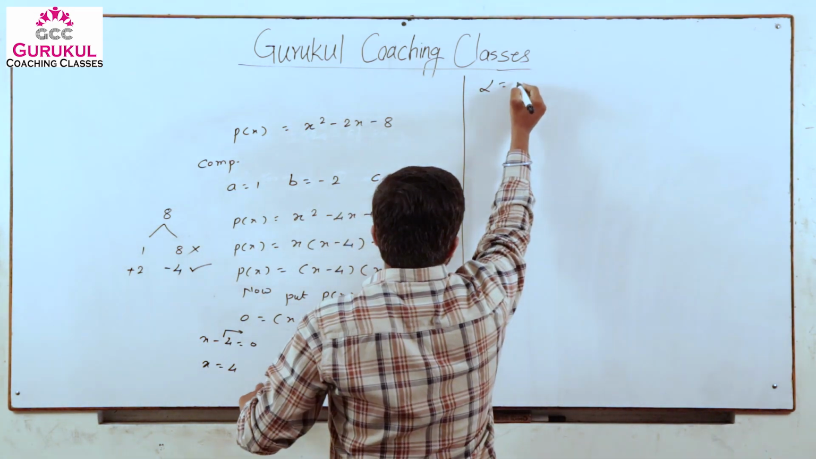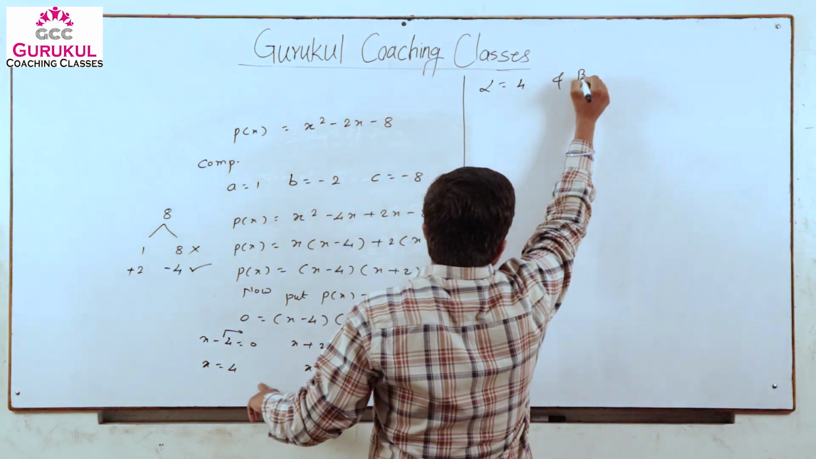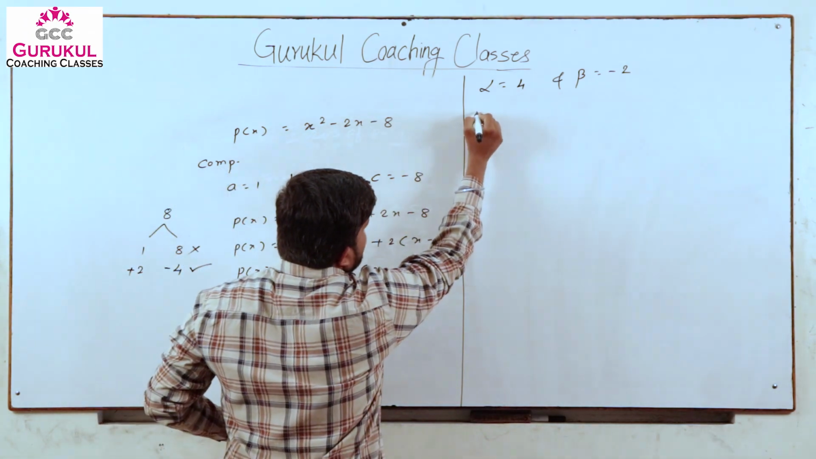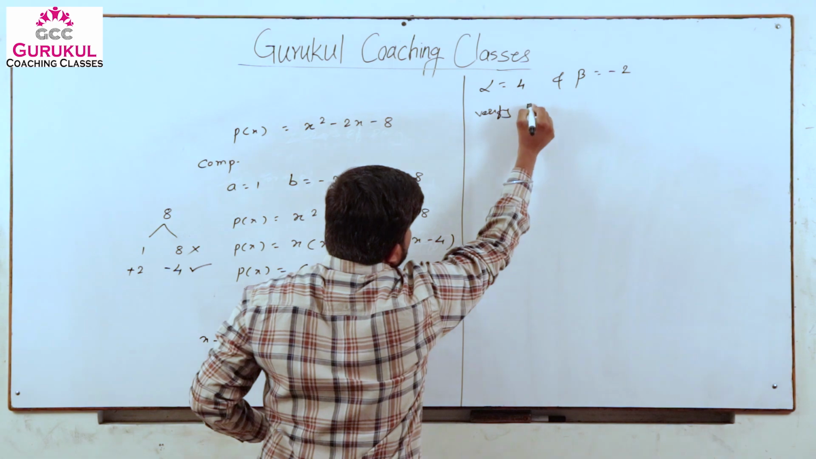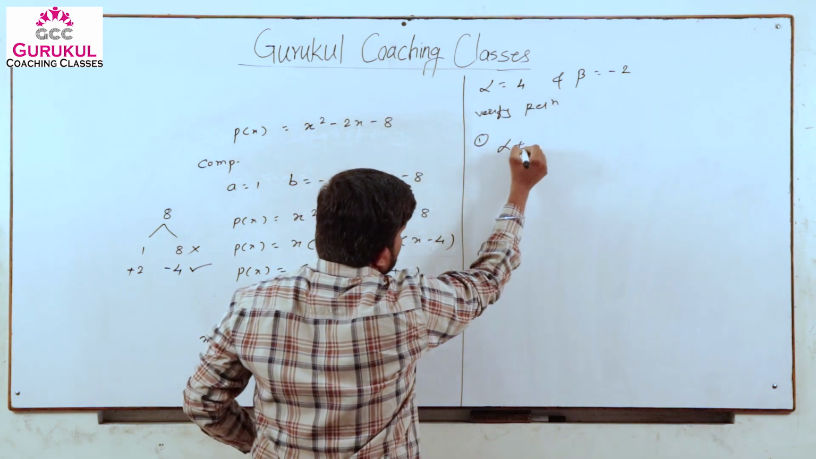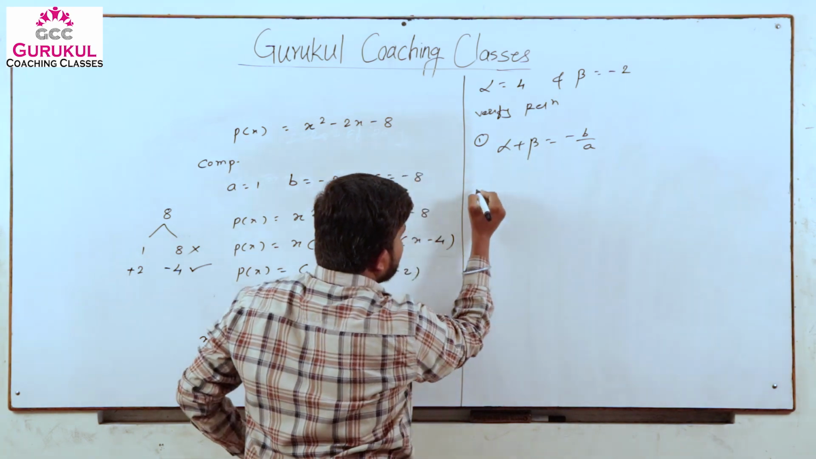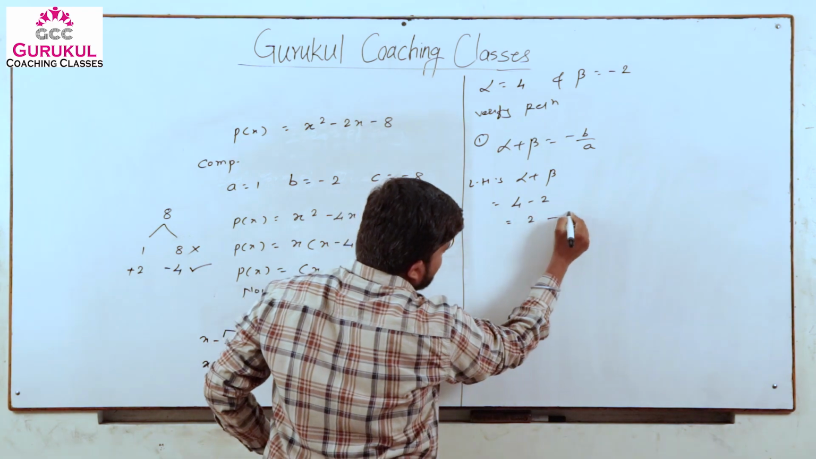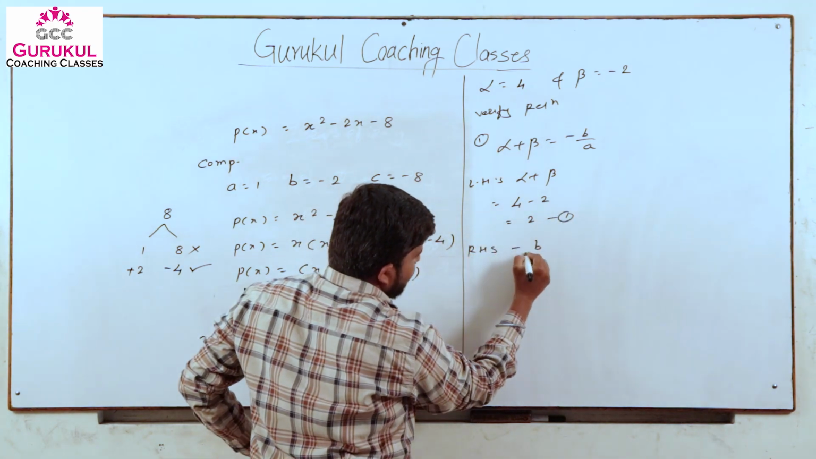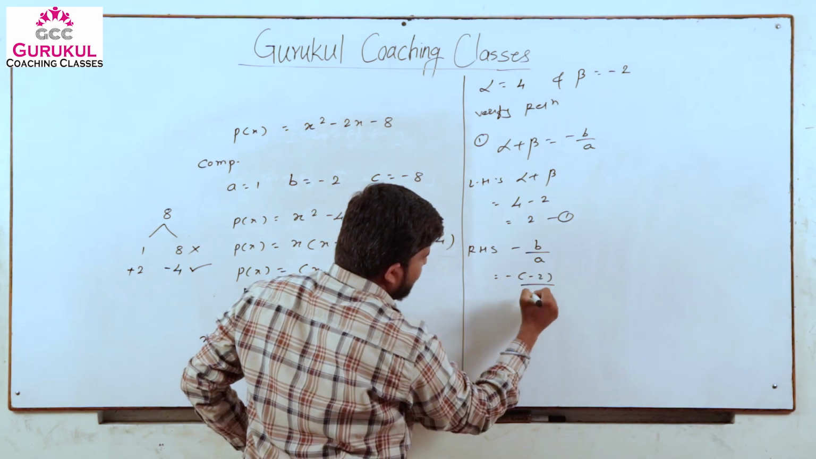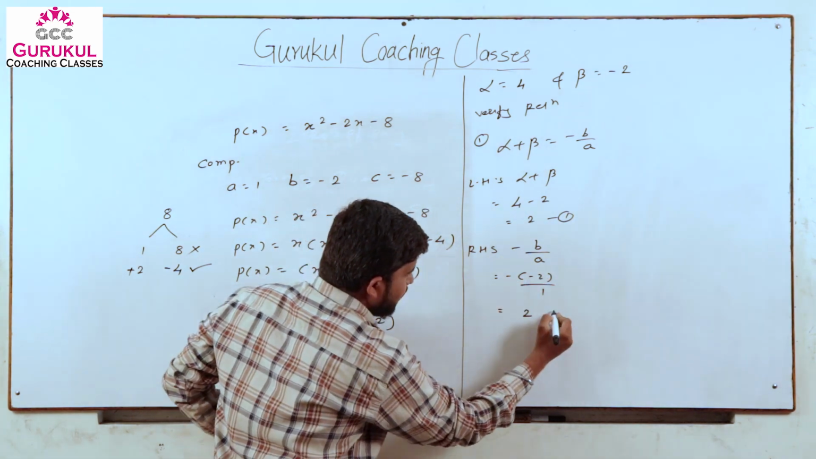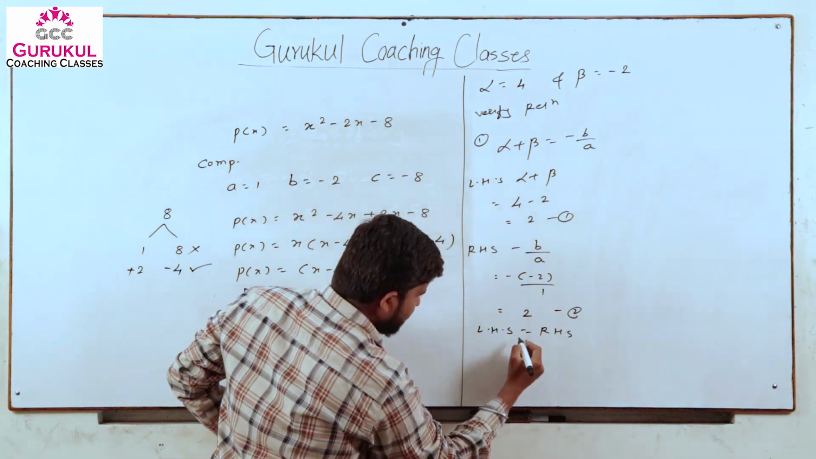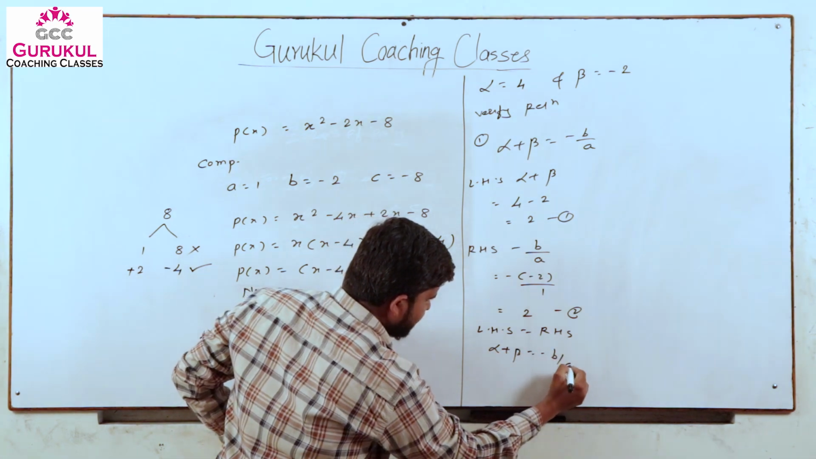Say alpha is equal to 4 and beta is minus 2. Now we have to verify the relation. First, alpha plus beta equals minus b by a. LHS, alpha plus beta: 4 minus 2 is 2. Second, RHS, minus b upon a: minus of minus 2 divided by 1. Minus minus is plus, answer is 2. From equation 1 and 2, LHS is equal to RHS. So alpha plus beta equals minus b by a.